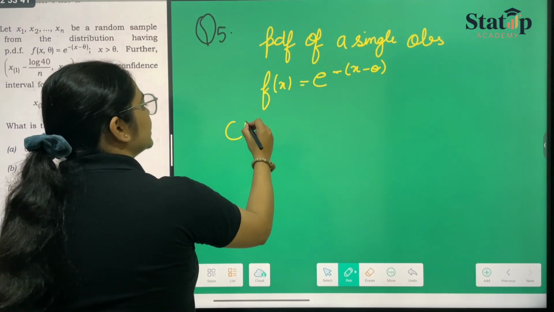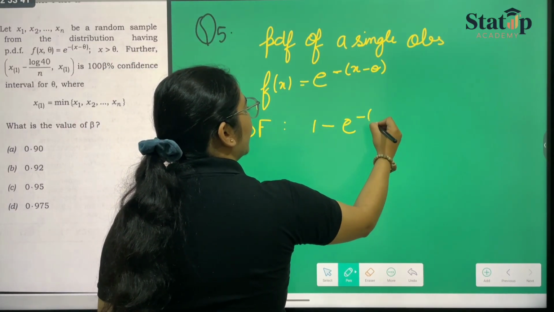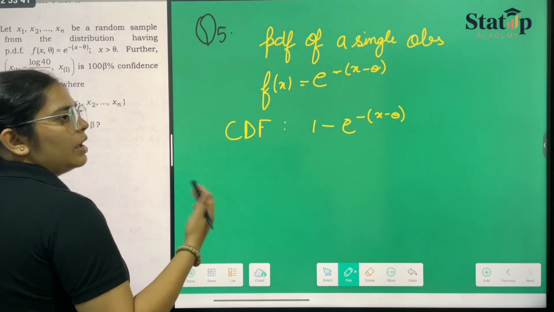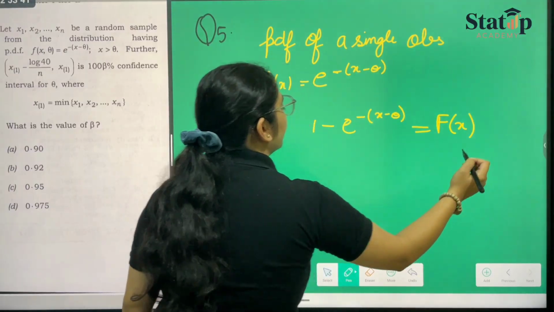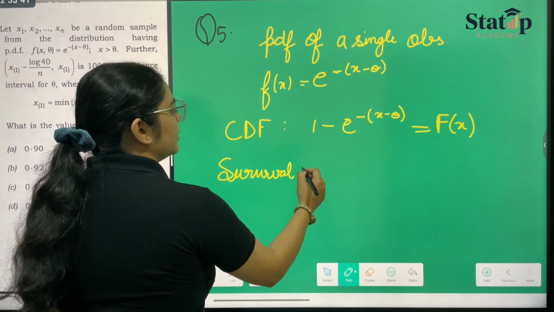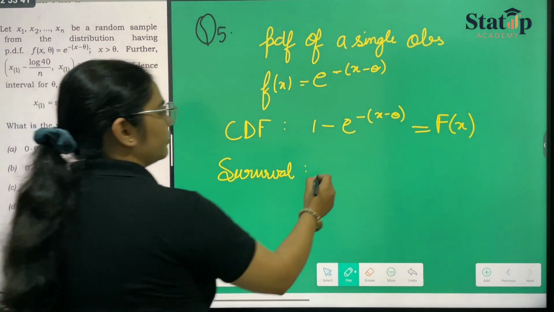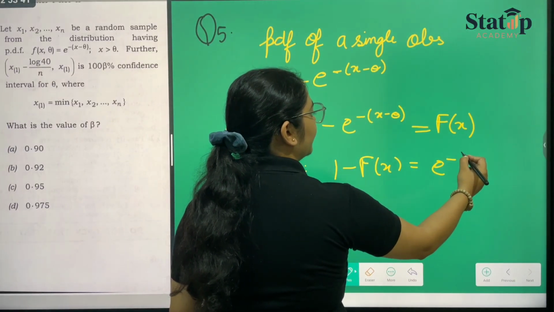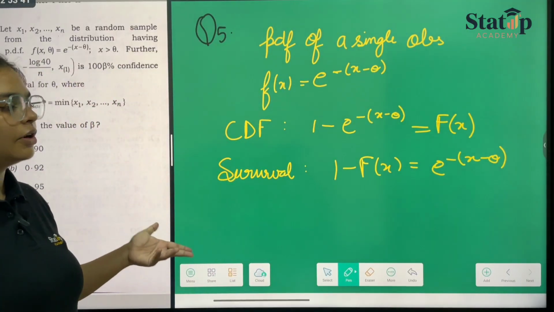Now if we calculate the CDF of a single observation, it will be 1 minus e raised to the power minus x minus theta. Okay, this is very easy. We have to integrate it. So it is our CDF. Now if we calculate the survival function of a single observation, it will be equal to 1 minus F(x), so it will be equal to e raised to the power minus x minus theta. We have calculated this for the single observation.